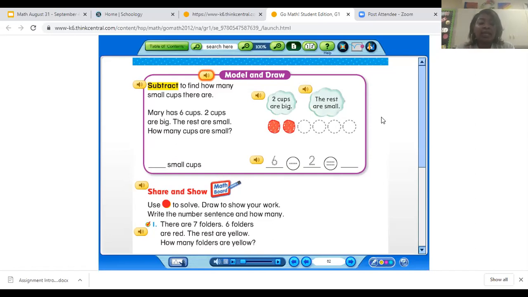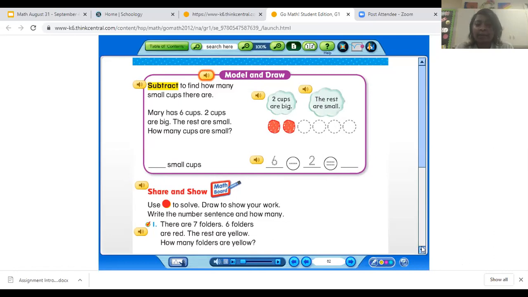2 of those cups are big. So we know that 2 of them are big. So we're going to go ahead and we're going to label them. They labeled them in red to represent the big cups. The rest are small. So the rest of these are small. How many cups are small? Well, let's see. 1, 2, 3, 4. So 4 of those cups are small. So there were 6 cups. We took away those 2 cups that are big, and we discovered that 4 of those were small. So 6 minus 2 equals 4, and there are 4 small cups.